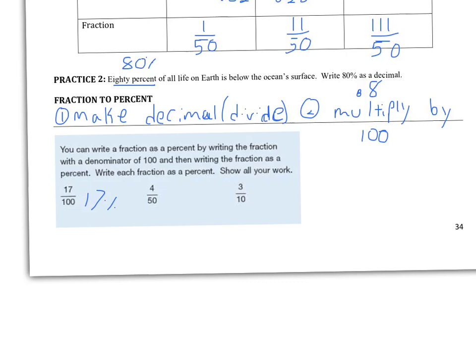Do the next one. 4 divided by 50. That'll give you 0.08, and then times it by 100 to get 8%. Don't forget the percent symbol. It's not 8, it's 8%. Next one, 3 divided by 10. You should know that. It'll give you 0.3. Multiply by 100, and you get 30%. Okay? All right, let's go on to the next page.